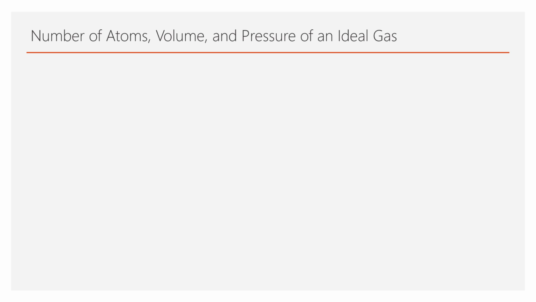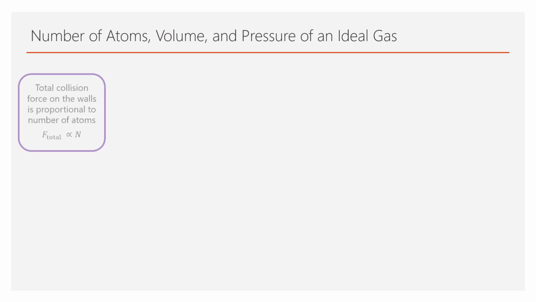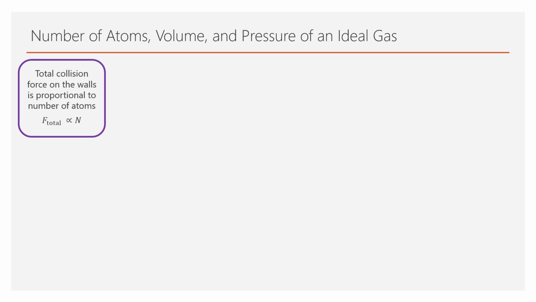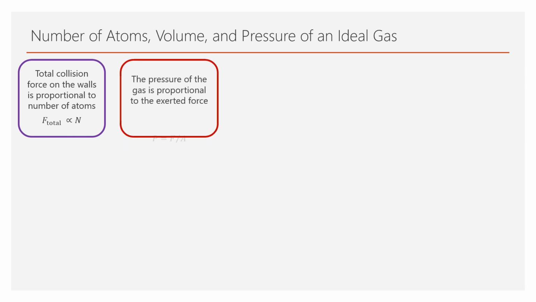Let's now find the relationship that the number of atoms in the gas have to the volume and the pressure. We know that the impulse each gas atom has with the wall determines the force it has with the wall. And so the total force acted on the wall must be proportional to the total number of atoms in the gas. The pressure of a gas will be proportional to the exerted force, and so we can combine those two statements to come to the conclusion that the pressure will be proportional to the number of atoms in the gas.